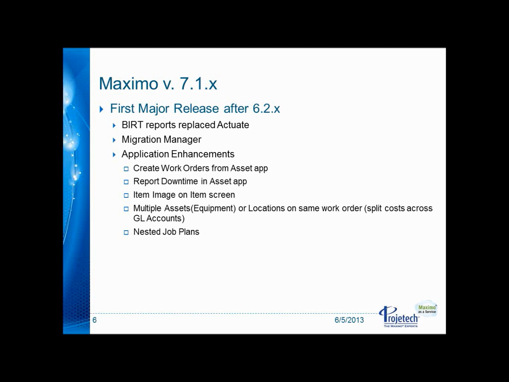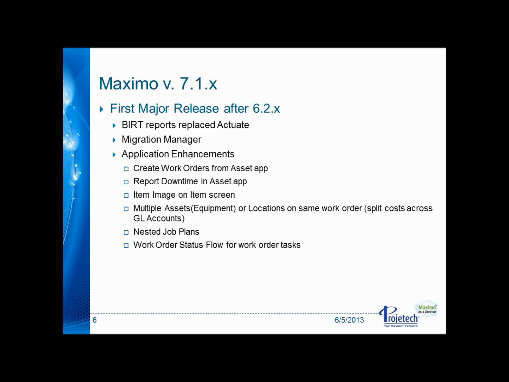The ability to nest job plans. So, for example, I can have a job plan, and then for one step or task on that job plan, I can link to a nested job plan, which is basically just another job plan. So I'm able to use that to pull in multiple job plans into one and associate it with a PM schedule. Work order status flows were introduced.